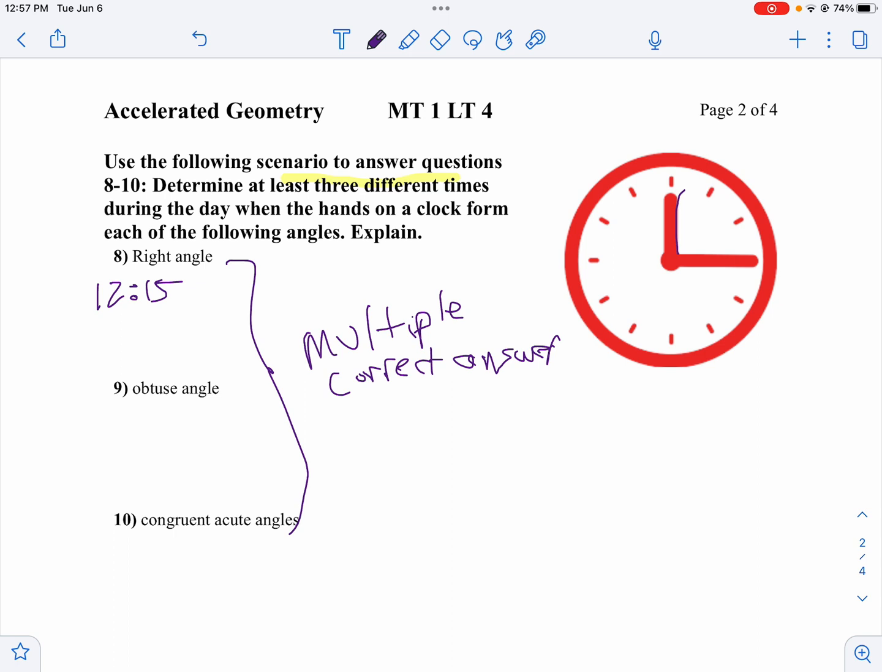Obtuse angle, make sure your angle is bigger than 180. Congruent angles, make sure you have angles that have the same measure.